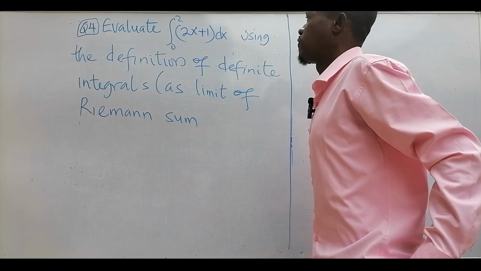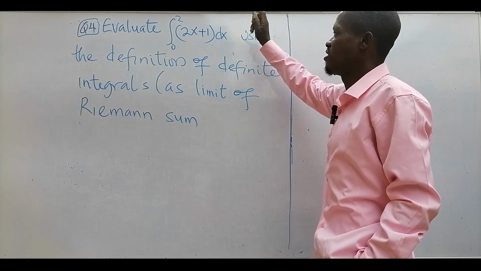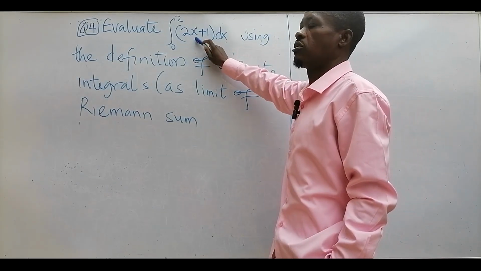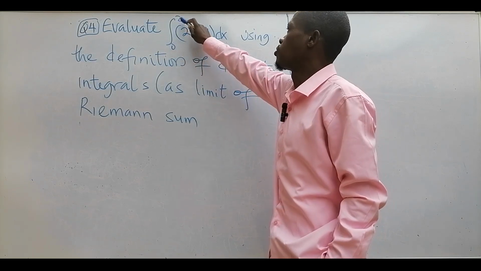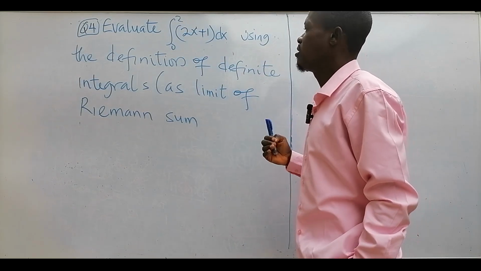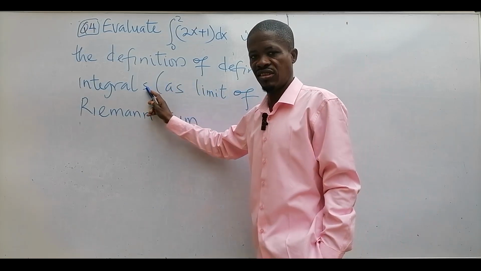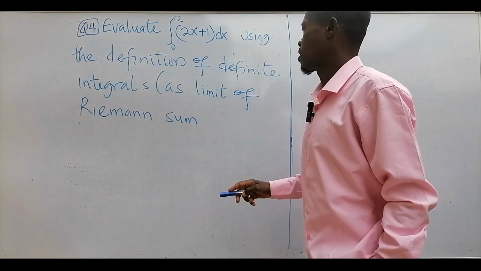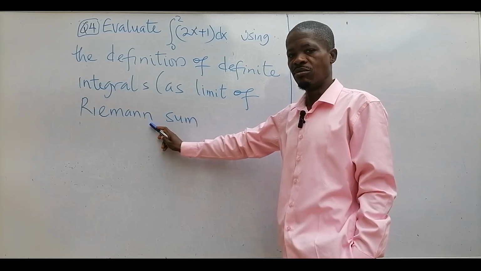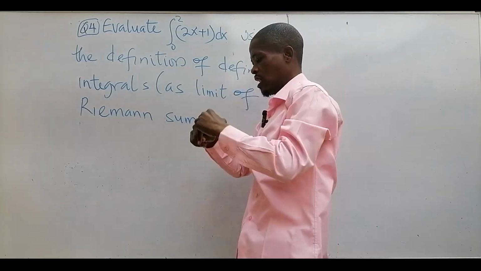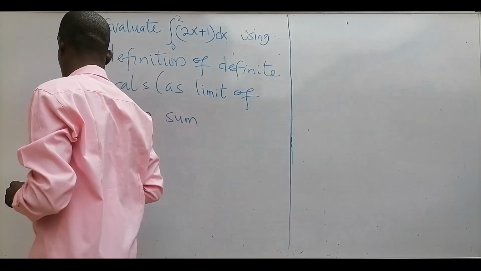Yeah, we are looking at question 4. Evaluate the integral of this function, 2x plus 1, from 0 to 2 using the definition of definite integrals as the limit of a Riemann sum. Okay, let's look at the solution to this question.